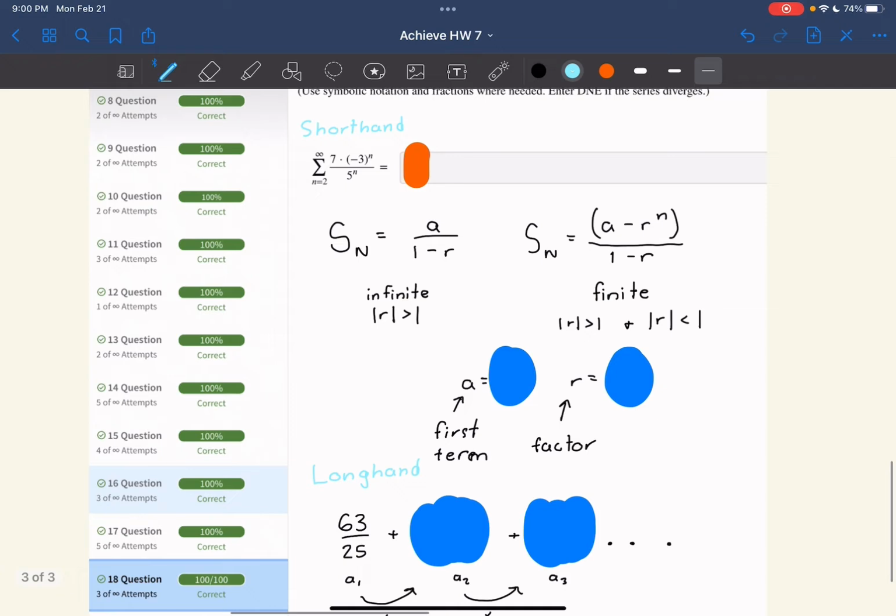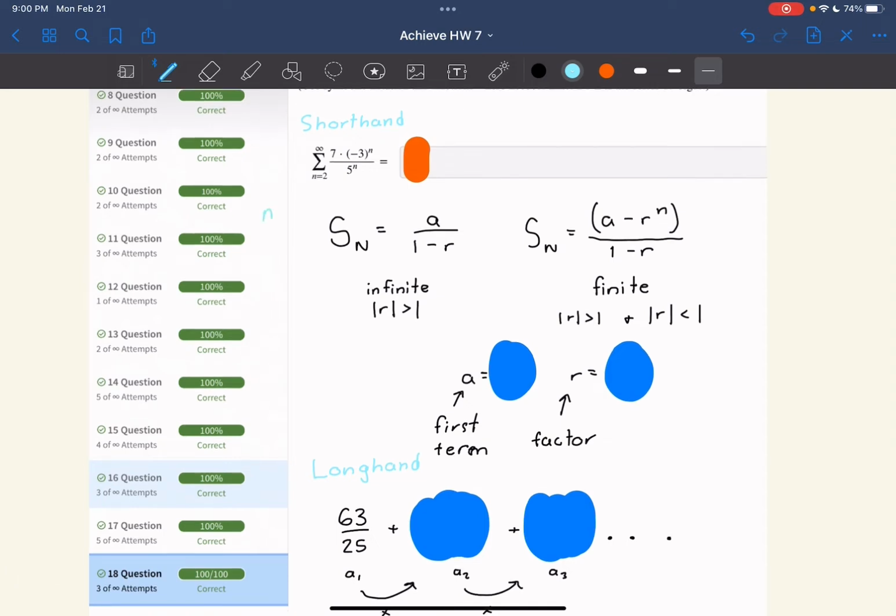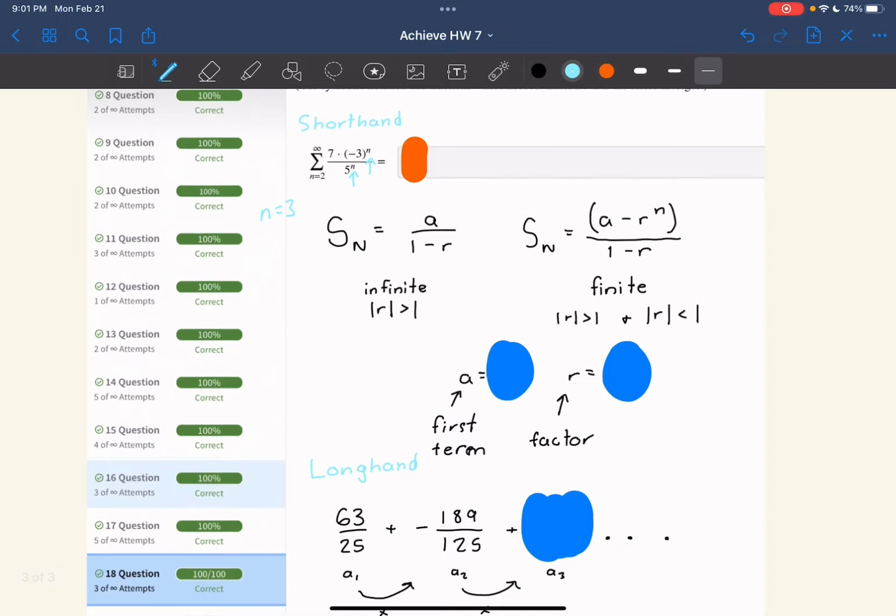Okay, so now the second term, a sub 2, the second term in this geometric series, is going to be when n is equal to 3. Once you plug in 3 to your n, you're going to get this, negative 189 over 125. This is pretty straightforward. You plug in 3, so it's going to be 7 times negative 3 to the third power, and then you're going to do 5 to the third power. And so you get negative 189 divided by 125. All it is, so far, is just plugging in.